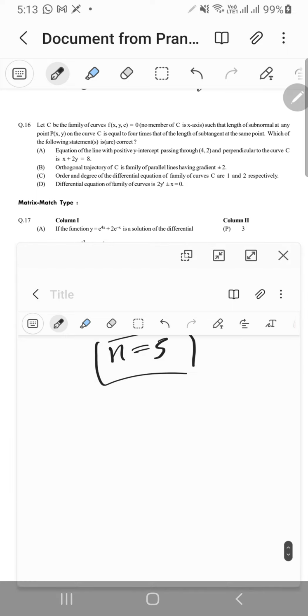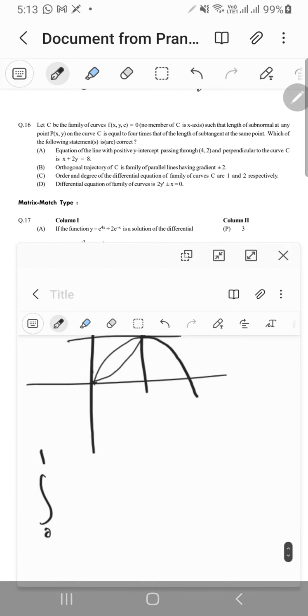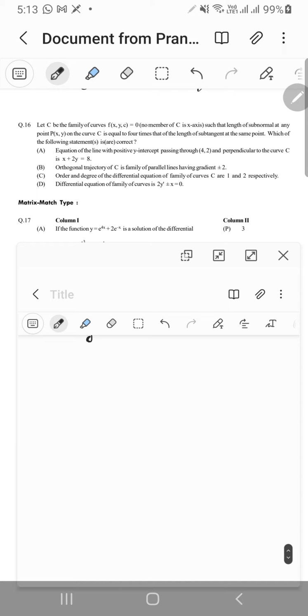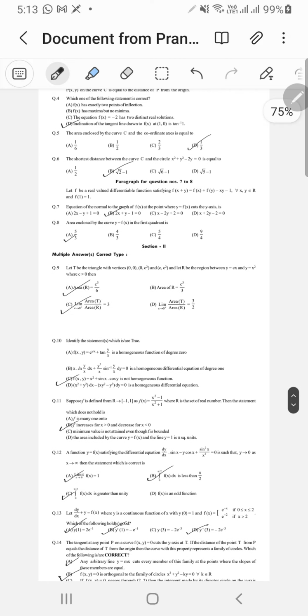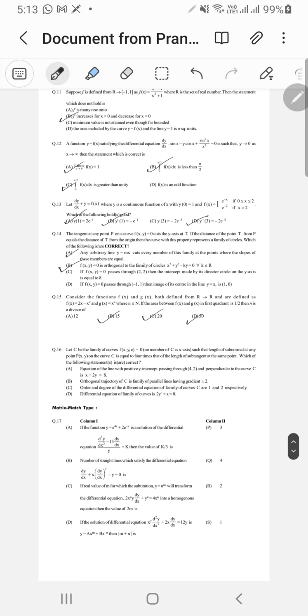Let C be a family of curves. Yes, I believe that's correct. Let C be a family of curves. The number of C is x-axis. How much is remaining, bro? It's almost done. Let's just keep going.